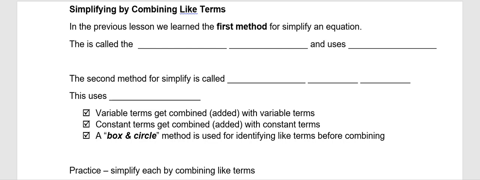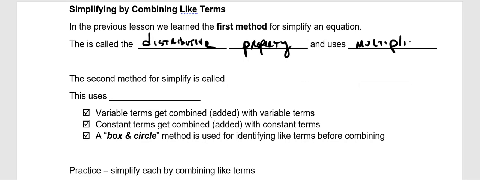In our last lesson on solving equations by simplifying first, we learned and practiced a method called the distributive property. Now, the distributive property, as we know, uses the operation of multiplication. We take a term that's outside of parentheses and multiply it with each term inside, and the parentheses ultimately disappear, which gives us an expression that's part of an equation that looks much more familiar to us.